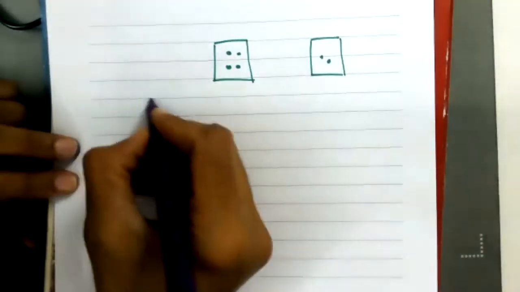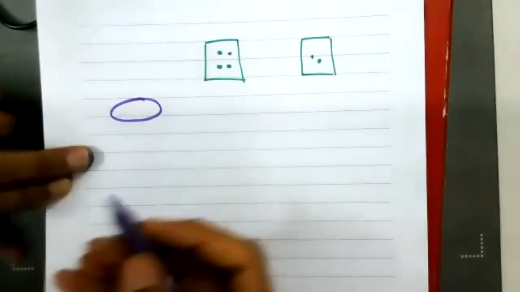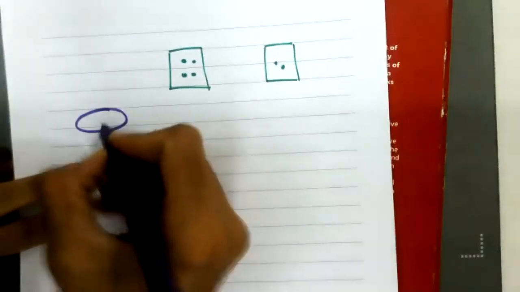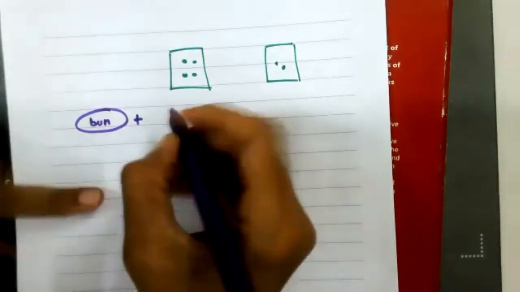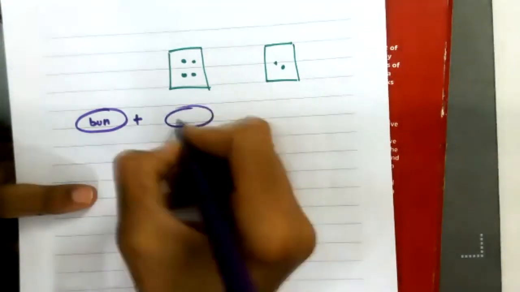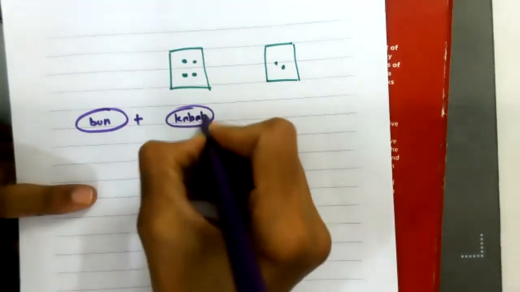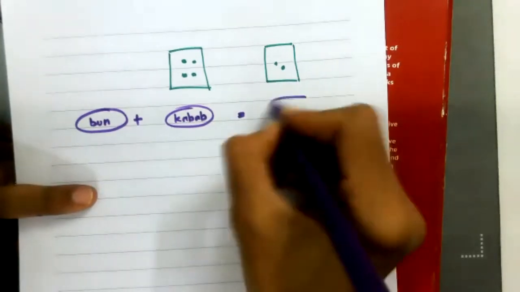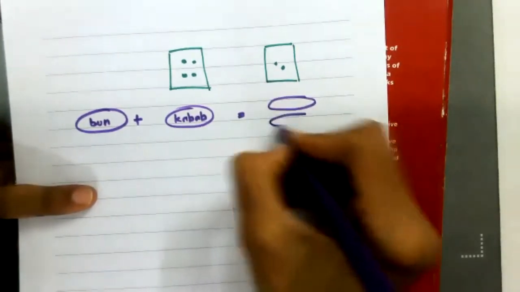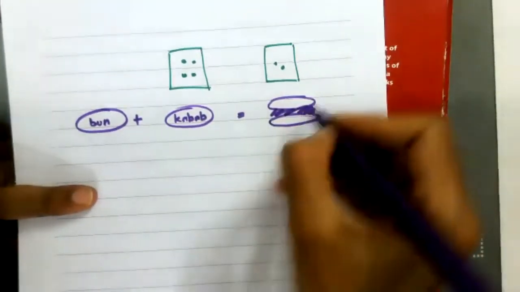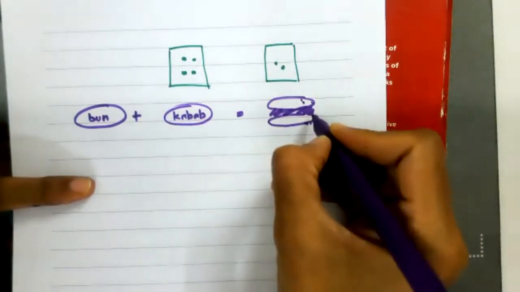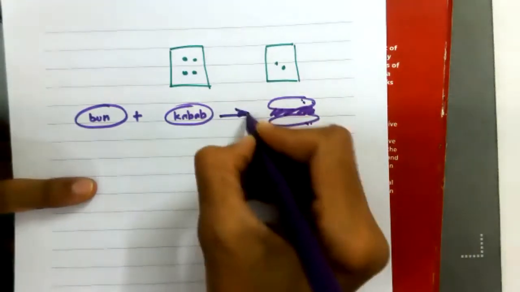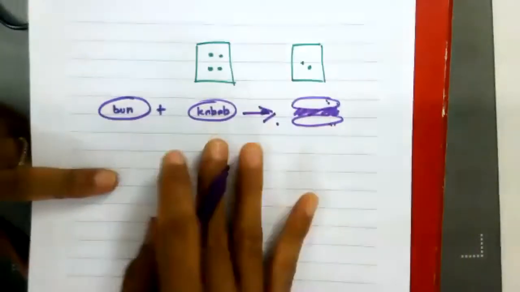So, for example, my reaction is this. Bun, this is a bun, plus kebab, this is a kebab, and I am getting a bun kebab. Bun kebab looks something like this, right? These are the bread pieces, and this is the kebab. So this is bun kebab. This is my chemical equation. This is my reaction.